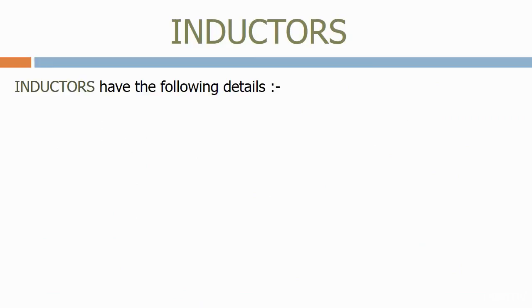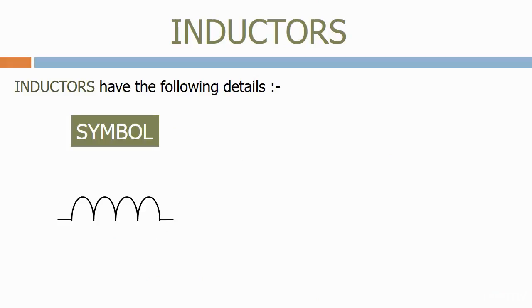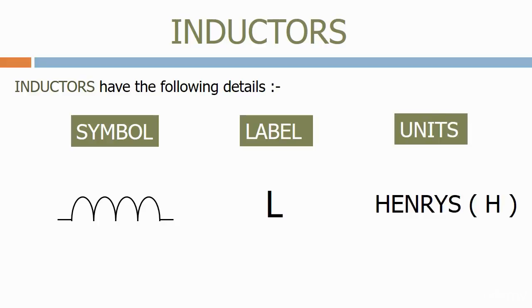Inductors have the following details. The symbol is a coil of wire, because that's what an inductor is. The label is L. The units are henries or H.